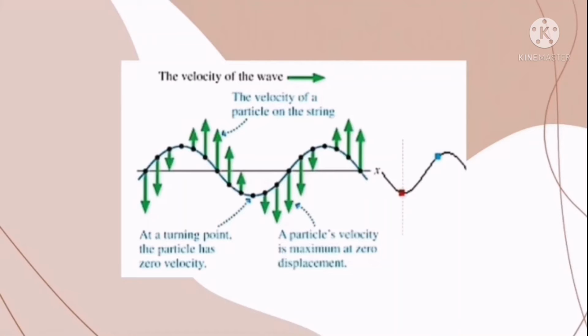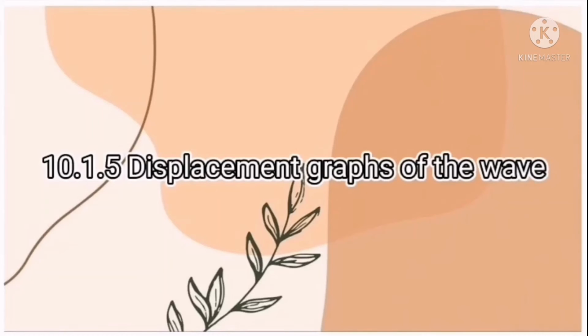This is the example diagram for velocity on the string. From this diagram, we can see that the velocity of the wave is directed from left to right. The arrow is showing the velocity of a particle on the string. We also can see that at a turning point, the particle has zero velocity, and a particle's velocity is maximum at zero displacement. Let's continue with 1.5 displacement curve of the wave.